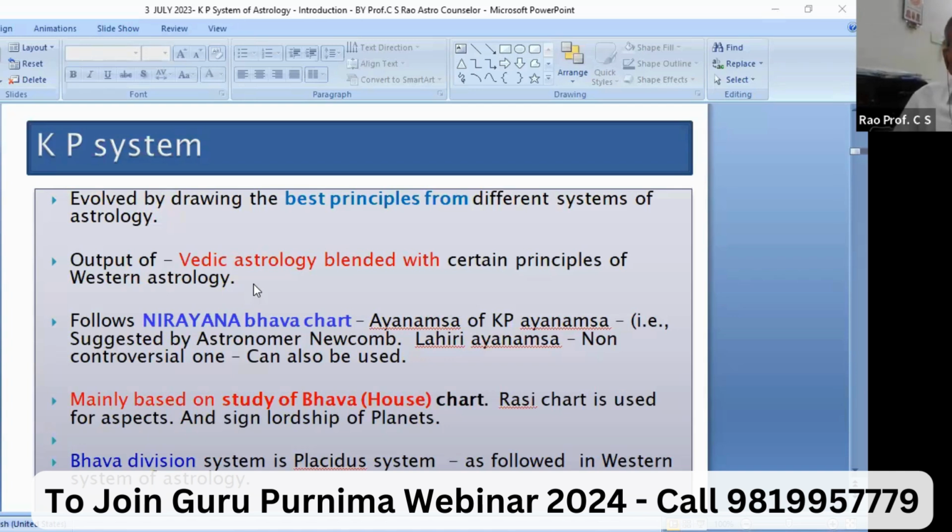So basically, this is a Nirayana Bhava chart because it is based on the Bhava division. This is simply defined as a Nirayana Bhava chart. Westerners have the Sayana Bhava chart and we have the Nirayana Bhava chart. Both are Bhava charts. This Vedic astrology is a Nirayana Bhava chart. In KP also it is followed. In following this Nirayana Bhava chart, there is the ayanamsa.